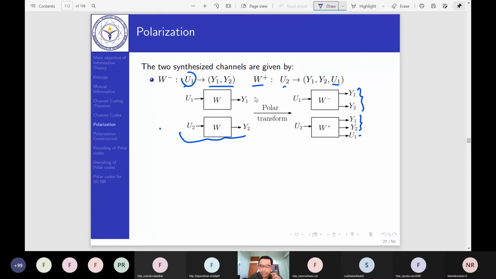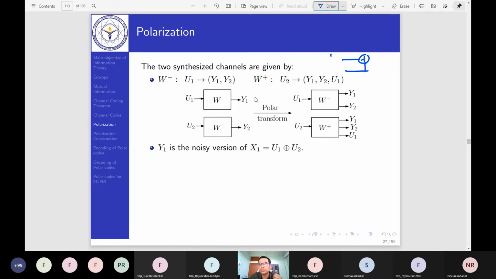So at this point I'll explain now. Y1 is a noisy version of X1, which is U1 plus U2. Okay, that means what was the transformation? The transformation was simple. U1, U2 goes like this to Y1, Y2. Y1 is a noisy version of X1. X1 is nothing but U1 plus U2.